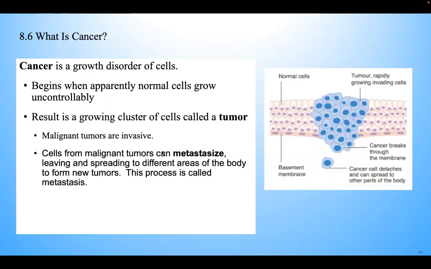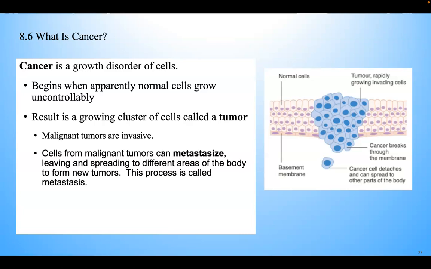Also, cancer is a growth disorder of cells. It begins when apparently normal cells are starting to grow uncontrollably. The result is a growing cluster of cells called a tumor. Malignant tumors are invasive, and cells from malignant tumors can metastasize, leaving and spreading to different areas of the body to form new tumors. This process is called metastasis.